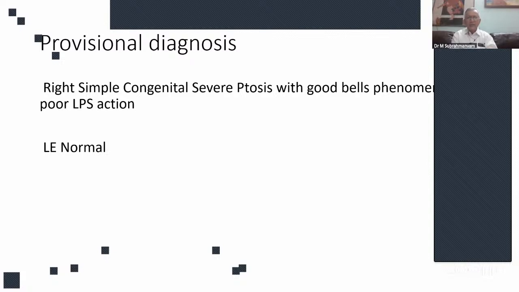And the greater the changes, the lesser is the LPS action. So in an LPS with poor function, you expect more fibrovascular components and infiltrates into the levator palpebrae superioris. Okay. Are there any contraindications for surgery for this liver?